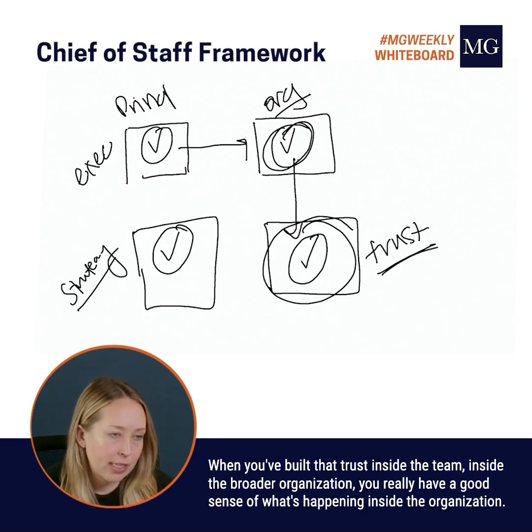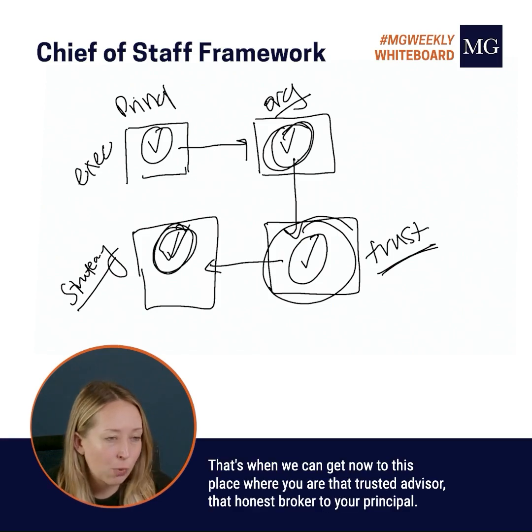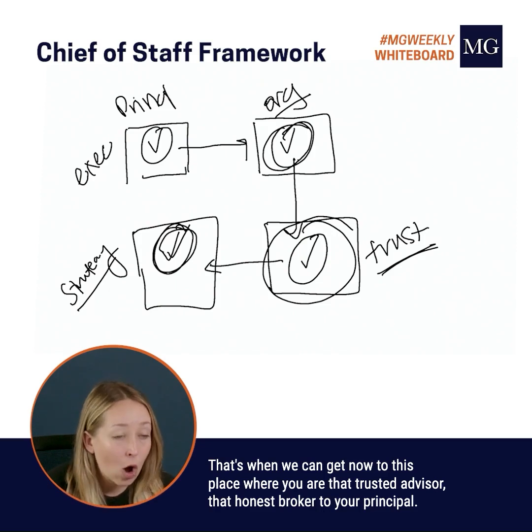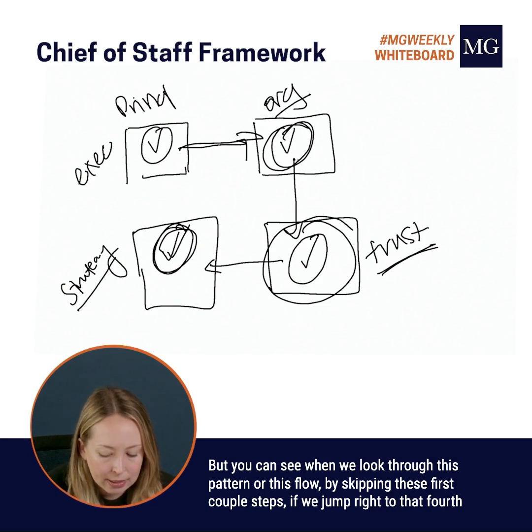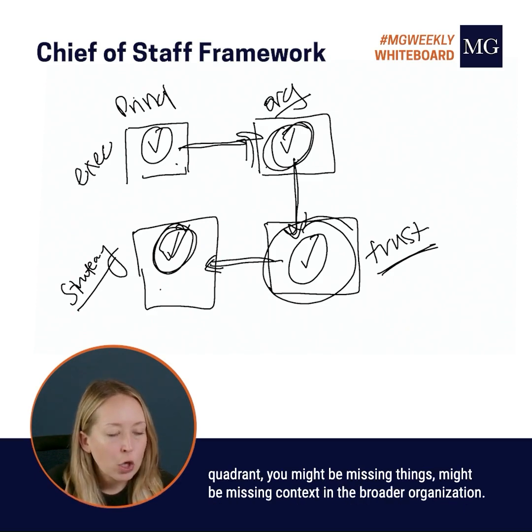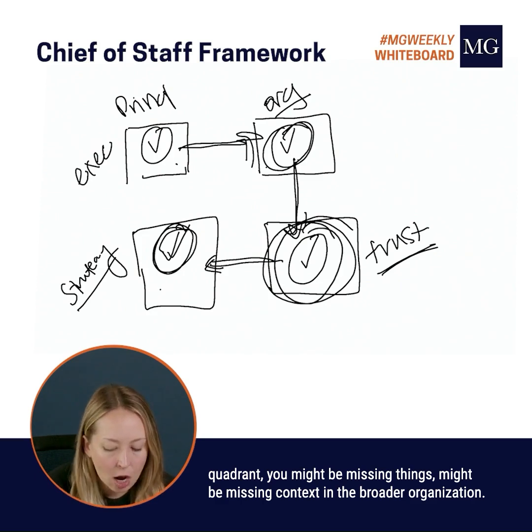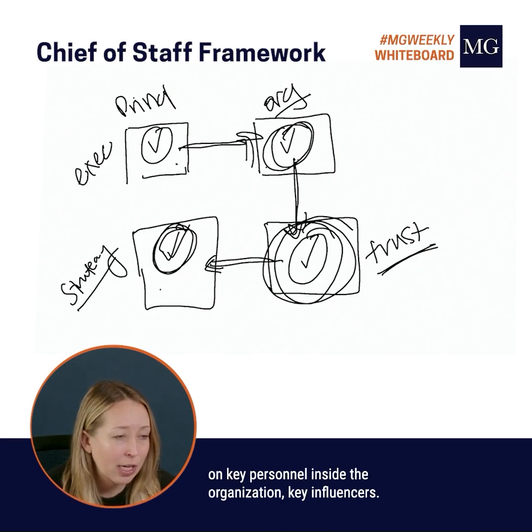When you've built that trust inside the team, inside the broader organization, you really have a good sense of what's happening inside the organization. That's when we can get now to this place where you are that trusted advisor, that honest broker to your principal. But you can see when we look through this pattern or this flow, by skipping these first couple steps, if we jump right to that fourth quadrant, you might be missing things, might be missing context in the broader organization. You might be turning your back, whether you realize it or not, on key personnel inside the organization, key influencers.